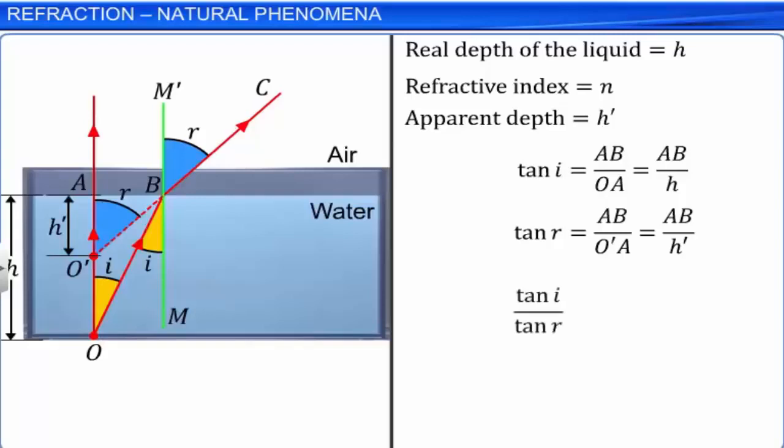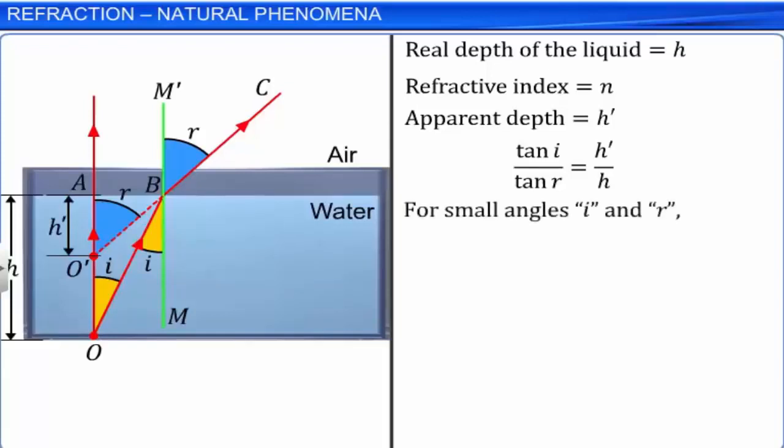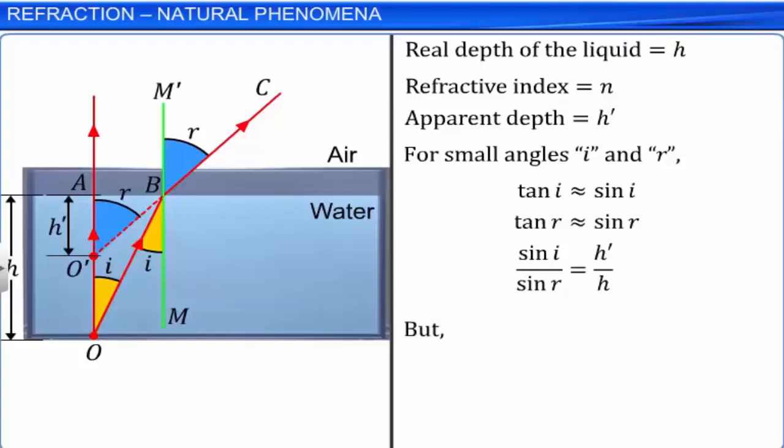Since the two points A and B are close to each other, angles I and R are very small. Hence, tan I and tan R are approximately equal to sin I and sin R. But according to Snell's law, sin I by sin R is equal to 1 by n. Therefore, n is equal to H by H'. Or, the refractive index is equal to real depth by apparent depth.